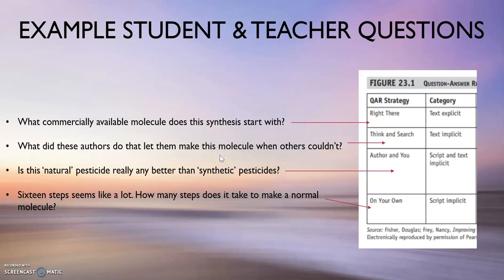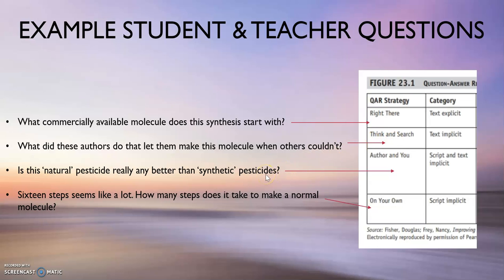The next question is, what did these authors do that let them make this molecule and others couldn't? There are 2 passages that talk about the strategies that the authors used, and the student has to look for them, find them, and then synthesize them together in order to figure out the answer. So that's a think and search question.